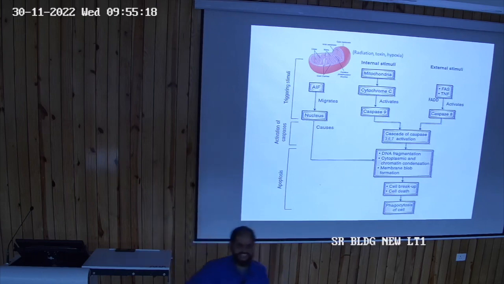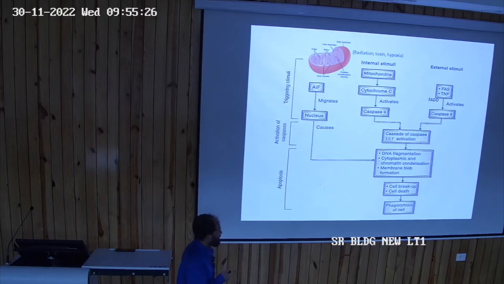There were executioner caspases, and there were initiators. So these initiator caspases are stimulated, caspase 9. Okay, and ultimately it will stimulate the executioner caspases 3, 6, 7. Okay, this is the intrinsic pathway, and there is an extrinsic pathway also.